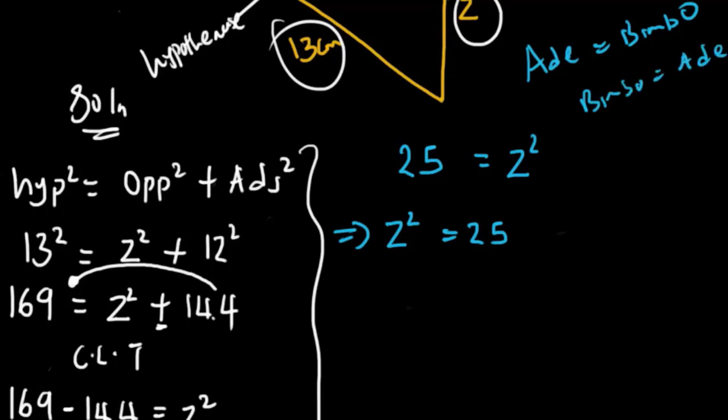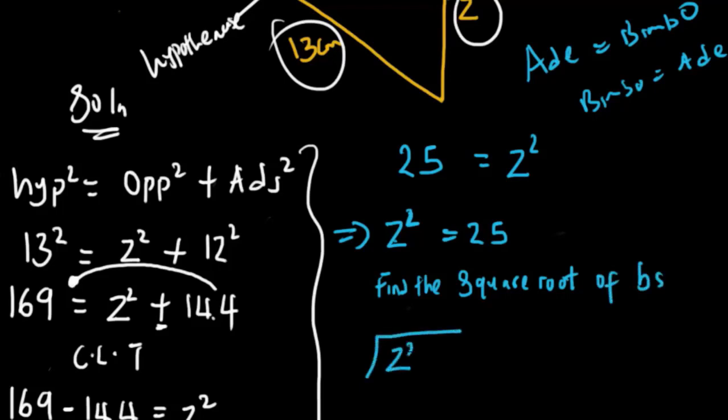So now we are trying to find z, not z square. So how do we remove the square on top? We find the square root of both sides. Let me just use BS to signify both sides. So I do square root of z square equals square root of 25.